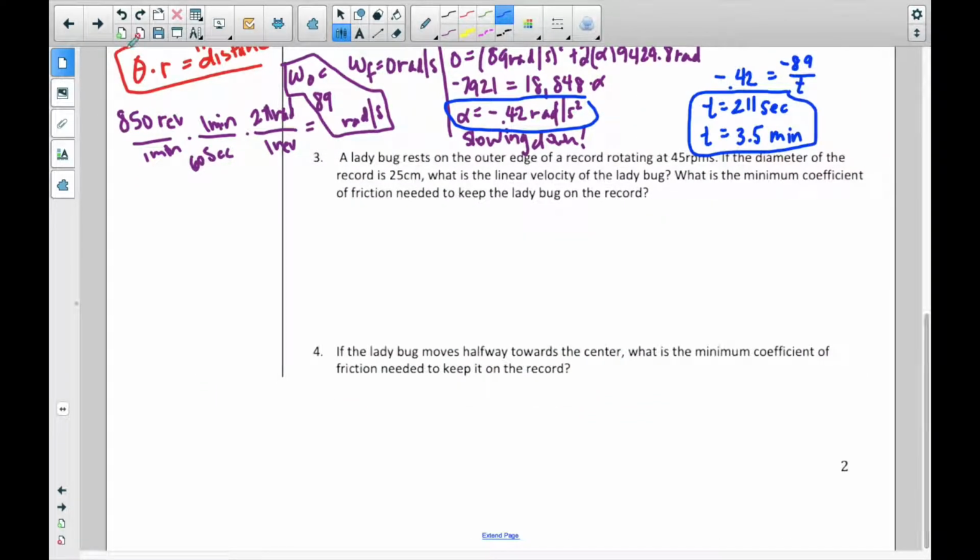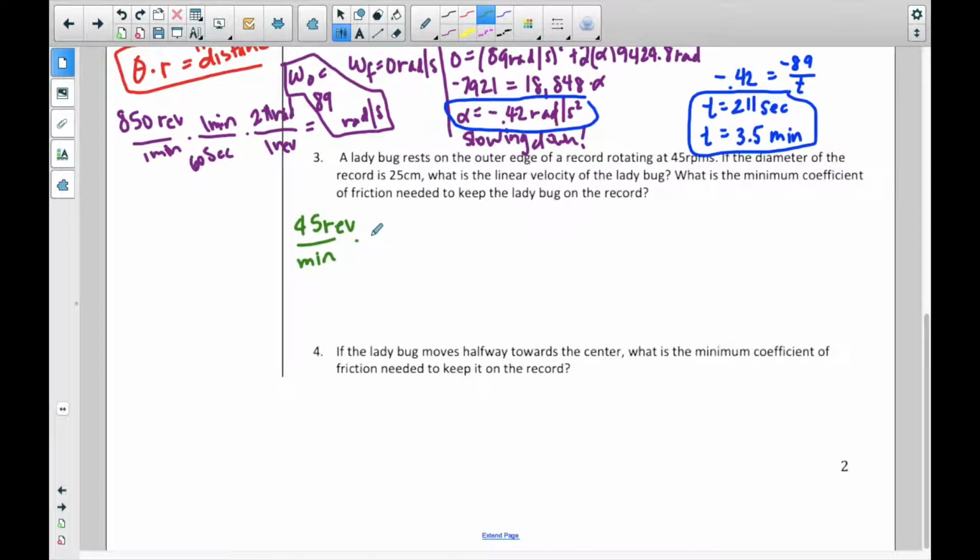Okay, question number 3. Ladybug rests on the outer edge of a record, rotating at 45 revolutions per minute. If the diameter of the record is 25 centimeters, what is the linear velocity of the ladybug? What is the minimum coefficient of friction needed to keep the bug on the record? Okay, first of all, she is rotating at 45 revolutions per minute.